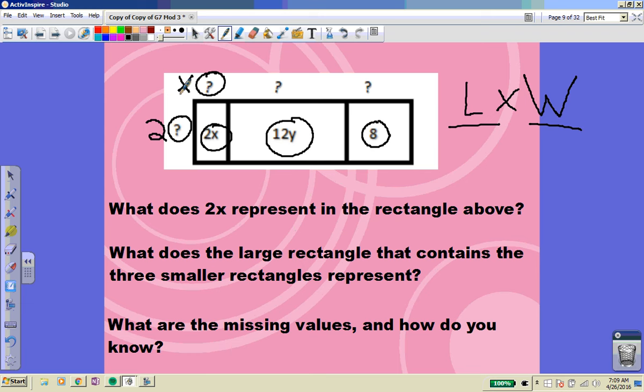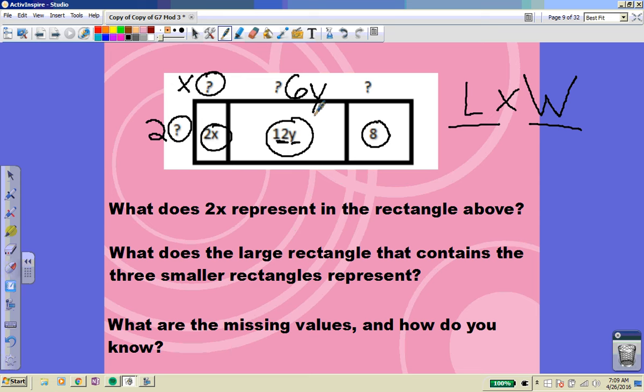Just an x. 2 times what will give me 12y? We'll look at the numbers first. 2 times what will give me 12? That's 6. 2 times what will give me y? Just y.